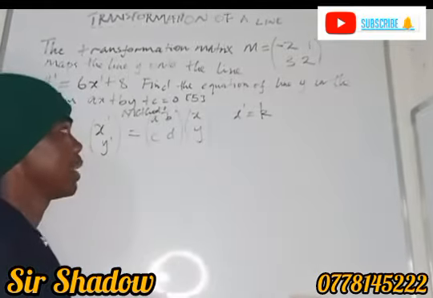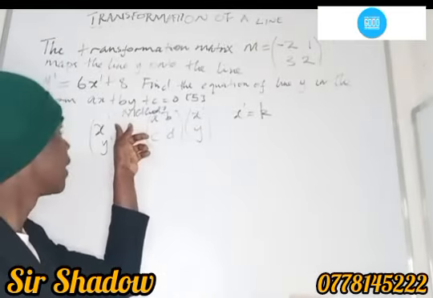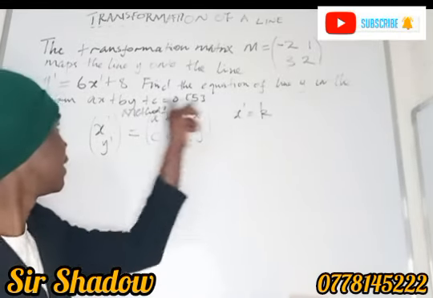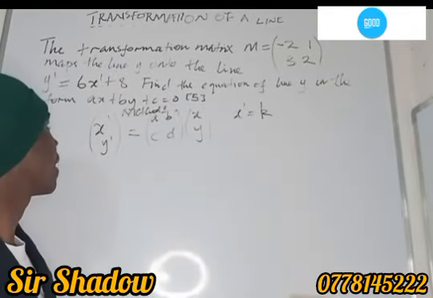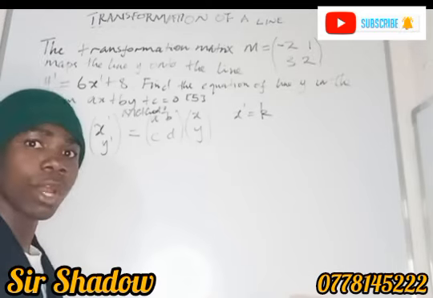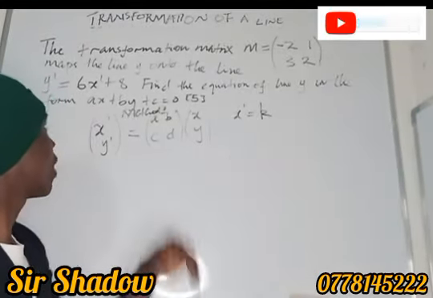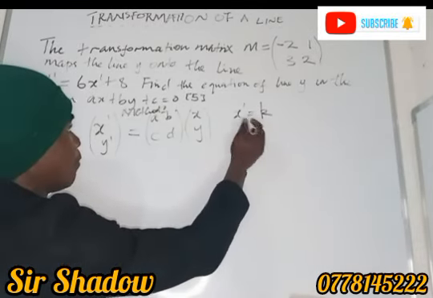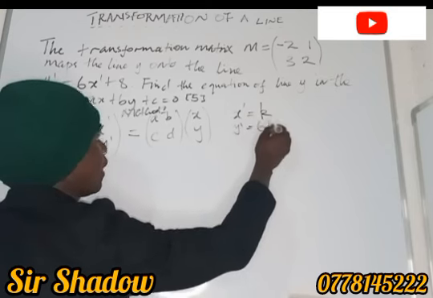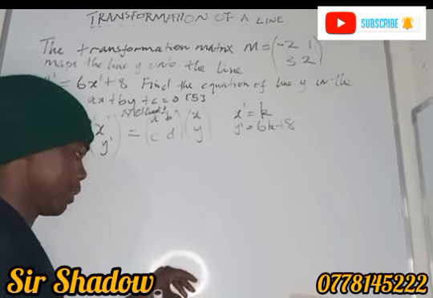Since x prime is equals to k, let's now substitute. Then substitute x prime for k in this equation, y prime is equal to 6x prime plus 8, so as to find y prime. So substituting x prime is equals to k, then now we have the coordinate y prime equals 6k plus 8.